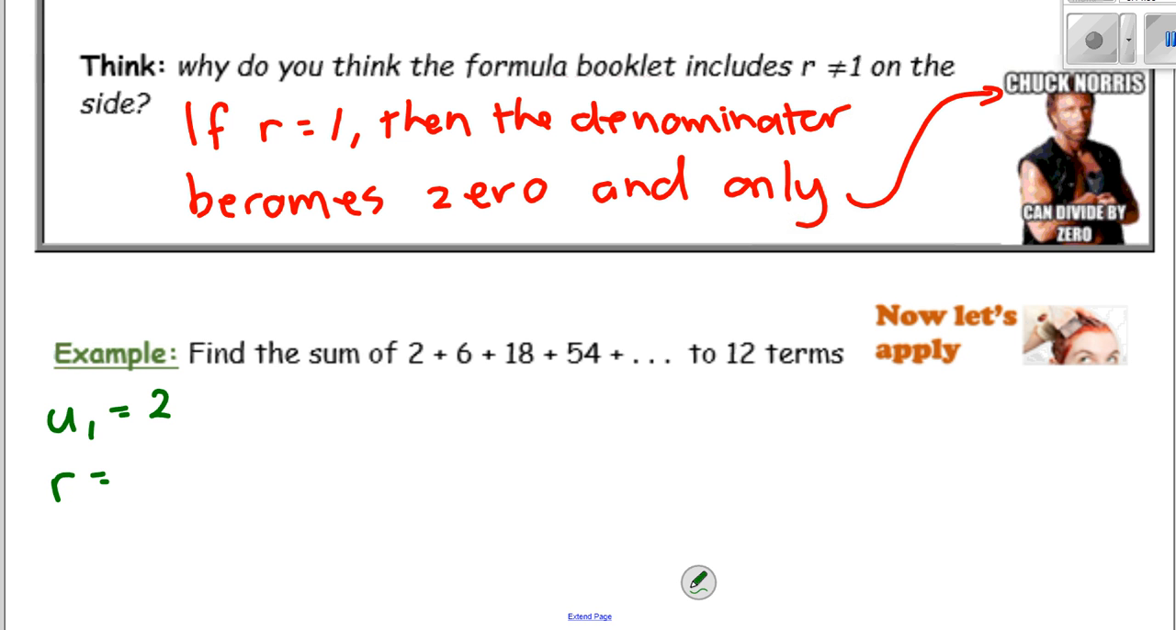Ratio is 3. Common ratio is 3. What is our n? 12. They gave us that in the question. And they want us to find the sum. So they want us to find S of n. You could write S of 12.